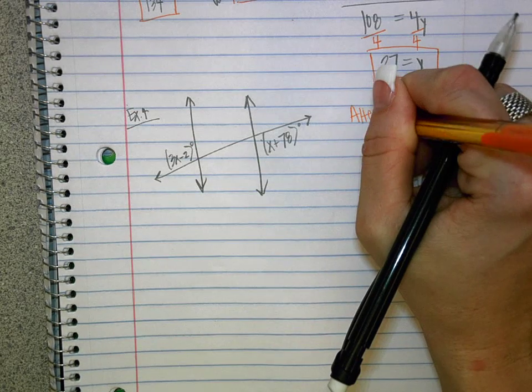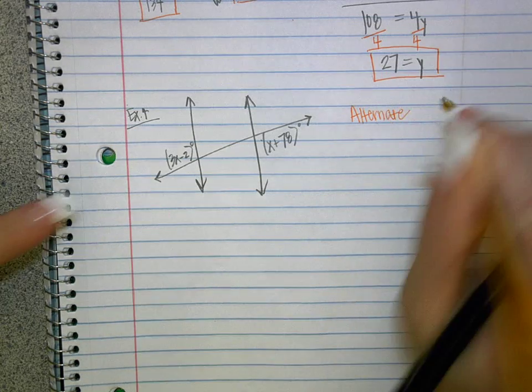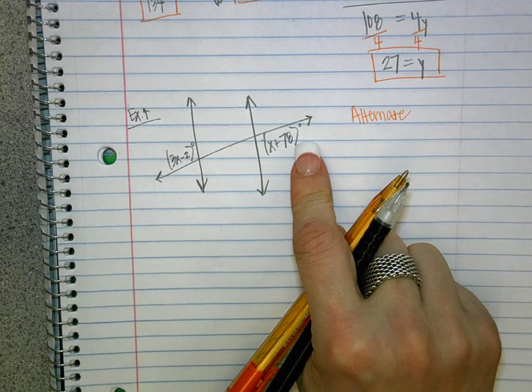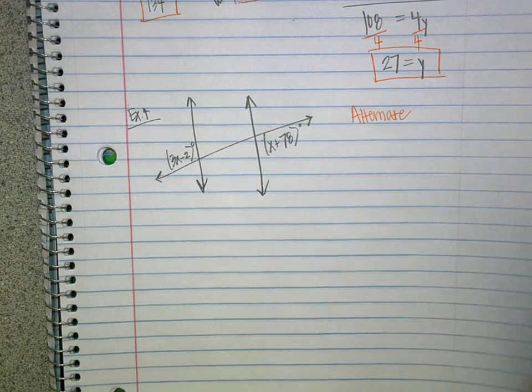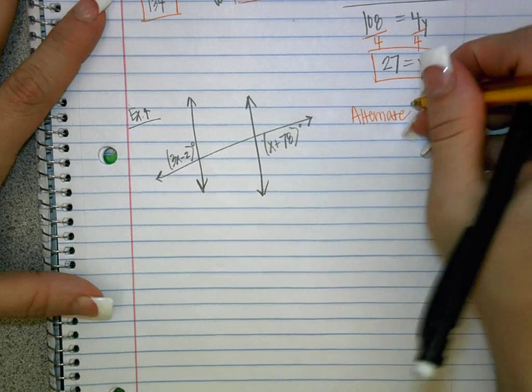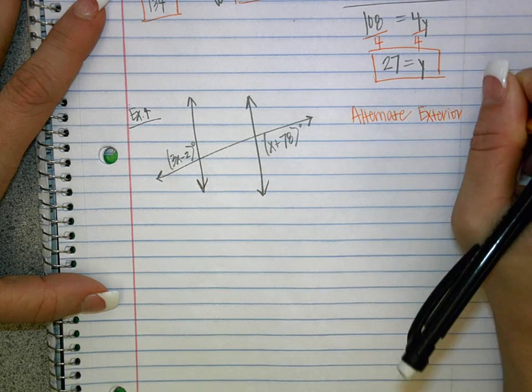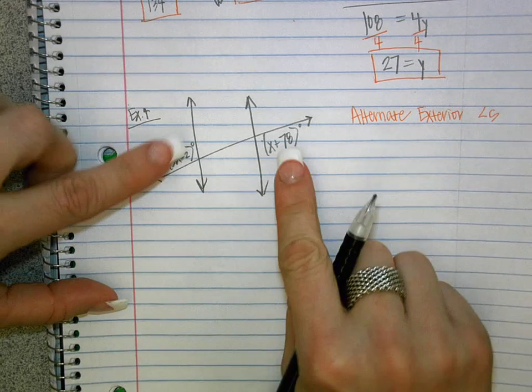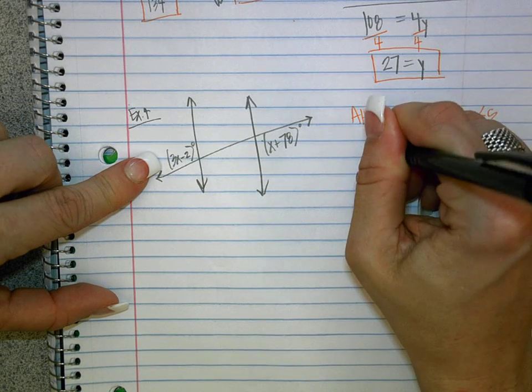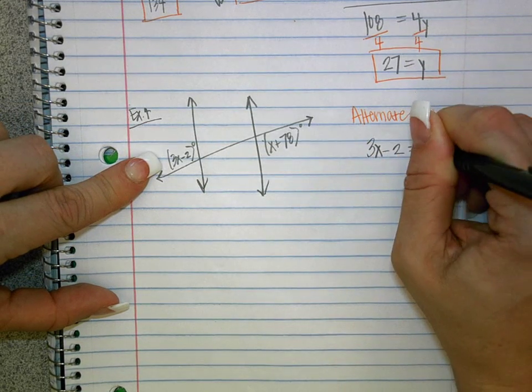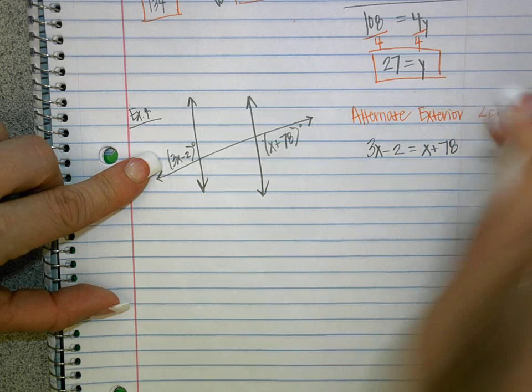Alternate, because it's one side. One is on the top of the transversal, one's below it. And exterior, because they're outside the parallels. So alternate exterior angles. Alternate exterior angles you can set equal to each other. So 3x minus 2 is equal to x plus 78.